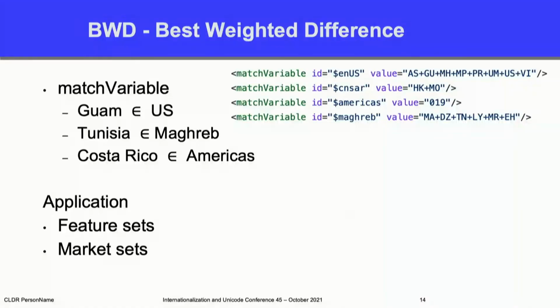So if you choose Guam, it actually becomes part of the US cluster. If you choose Tunisia, you're part of the Maghreb cluster. If you choose Costa Rica, it's in the Americas, somewhere in the Americas. So this helps when you're setting up your feature sets or your market sets. And if you're building your own, you don't have to use the CLDR specified ones, but what I'm suggesting here is that you can use it as a model to create your own clusters based on features.